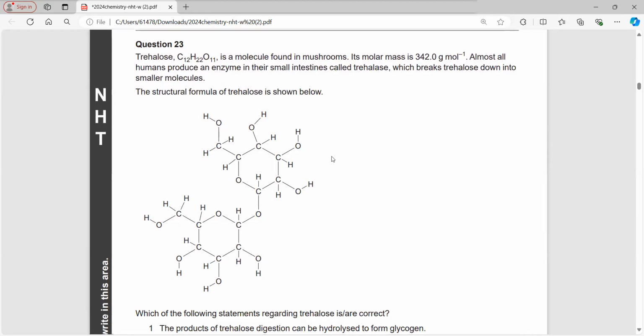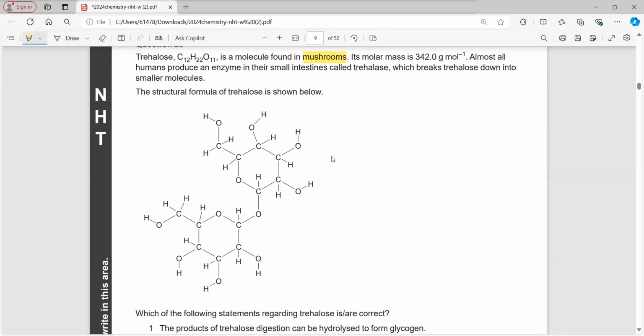Trehalose, C12H22O11, is a molecule found in mushrooms. Its molar mass is 342 grams per mole. Almost all humans produce an enzyme in the small intestine called trehalase, which breaks down trehalose into smaller molecules.